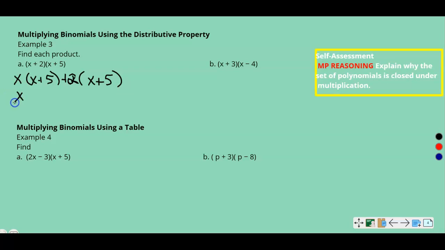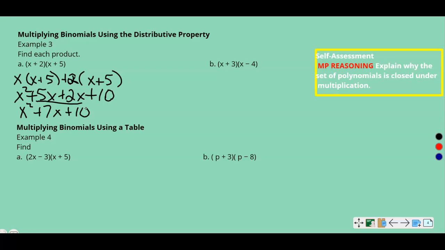All right, so then we just multiply again. X times x is x squared. X times 5 is 5x. 2 times x is 2x. And 2 times 5 is 10. Now I can combine like terms. I see that these terms are like terms. So I have x squared comes down. 5x plus 2x is 7x. And then bring down my plus 10. All right, and that's it. That is your product of multiplying two binomials.